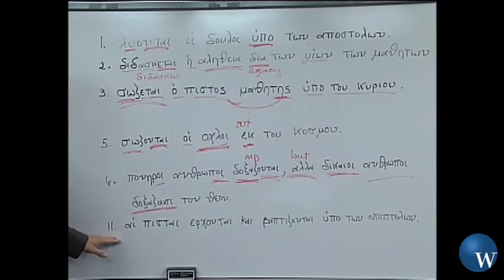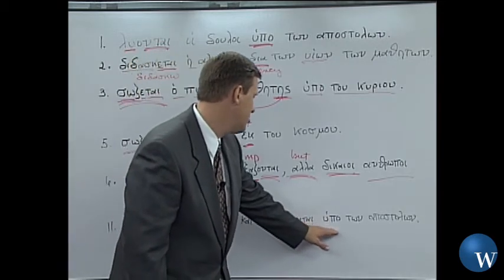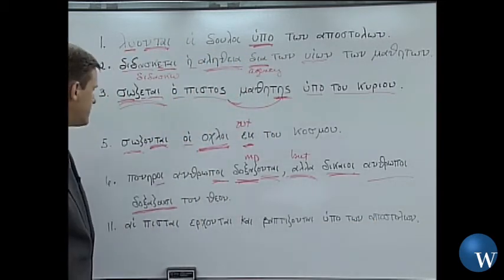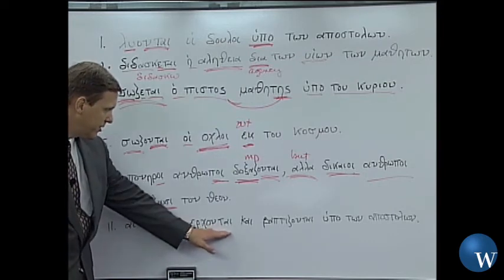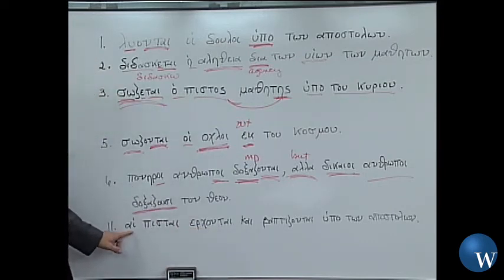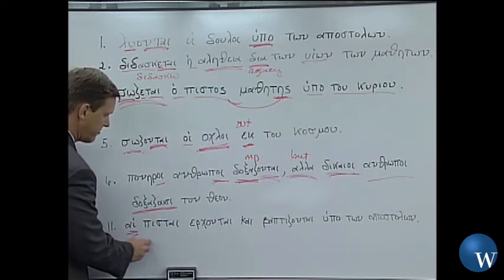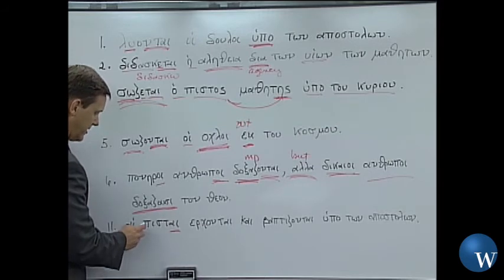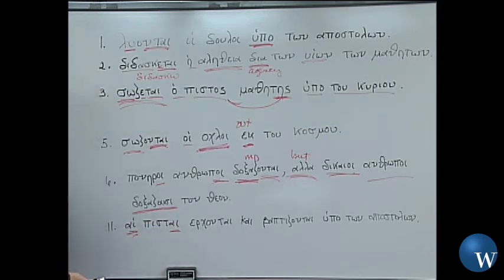Now, finally, number 11. Hai pistai erchontai kai baptizontai hypo ton apostolon. All right, what we have here is an example of a deponent verb. Here's our subject, all right, the faithful ones, but notice this is, what gender is it? It's feminine, that's right. It's feminine gender. So the faithful women, the faithful women. If it had been the faithful men, it would have been hoi pistoi, the faithful men.